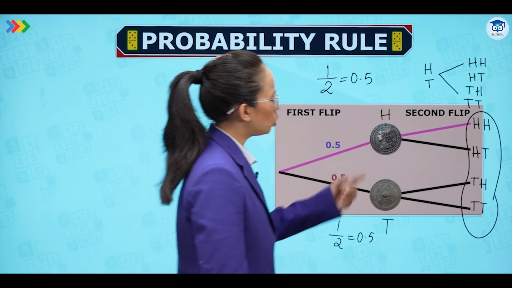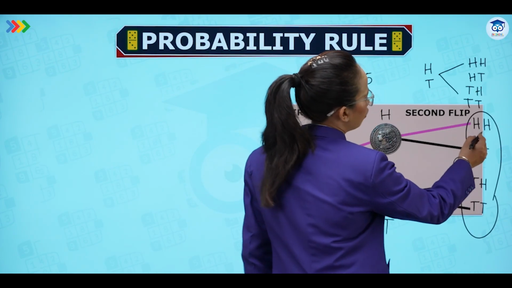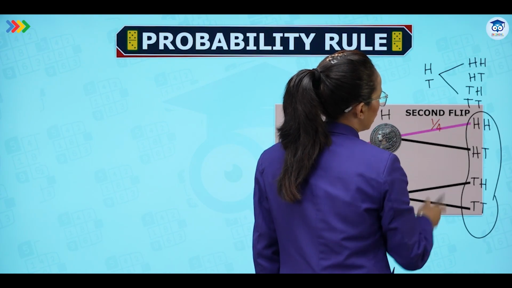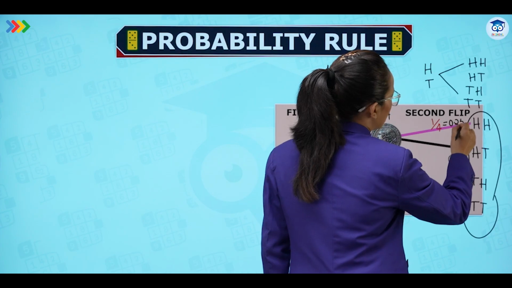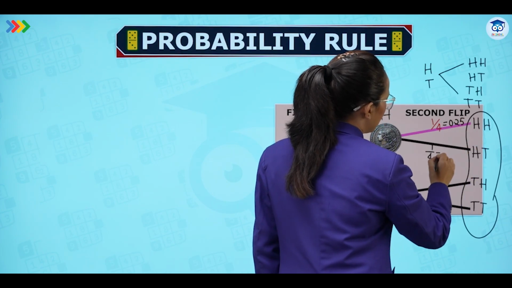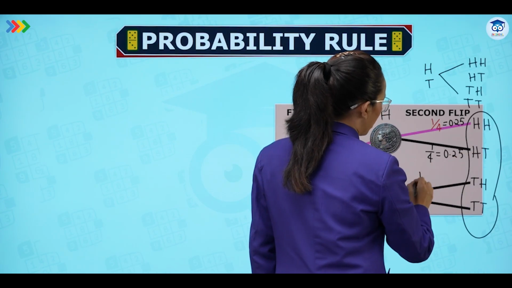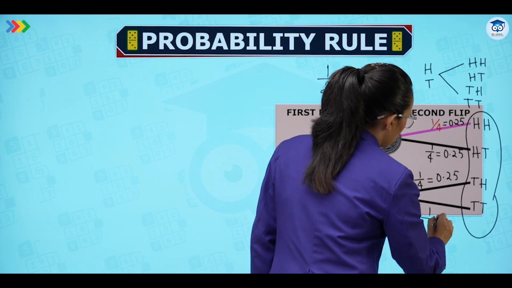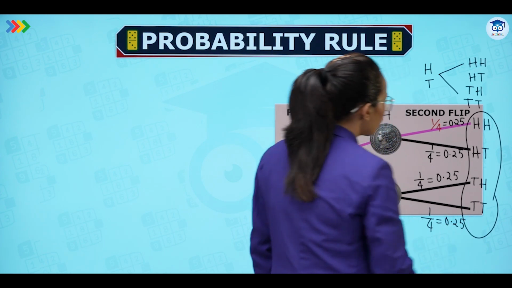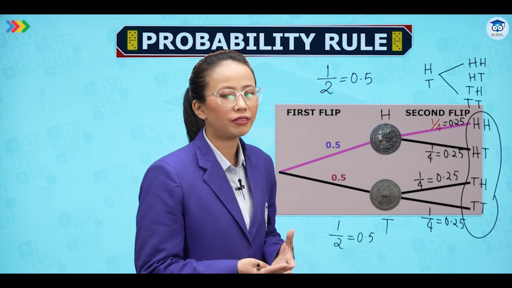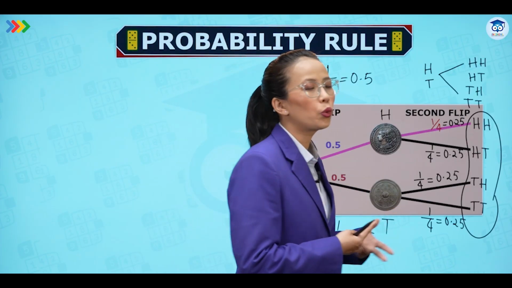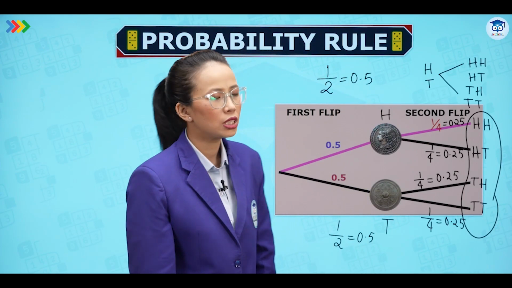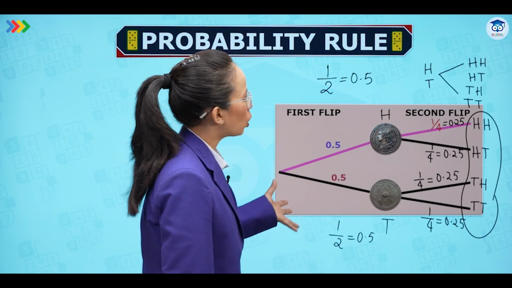In this flip, the total number of outcomes is 4, and for getting head head it will be 1 upon 4. That is 0.25. Same for here, 1 upon 4, it is 0.25. Here also 1 upon 4 is equal to 0.25. Same here, 1 upon 4 is equal to 0.25. So what is the probability of getting 2 heads in flipping a coin 2 times? It is 1 upon 4, that is 0.25. So this is the example of flipping the coin 2 times.